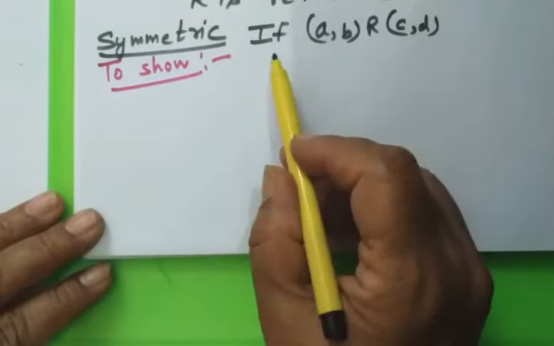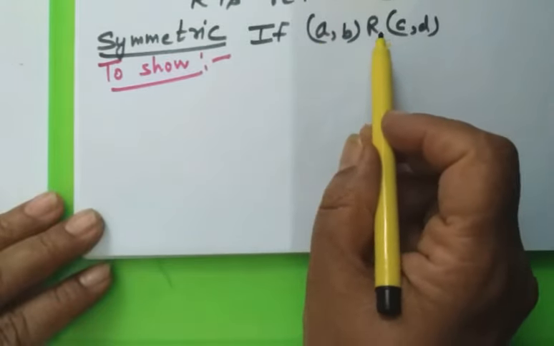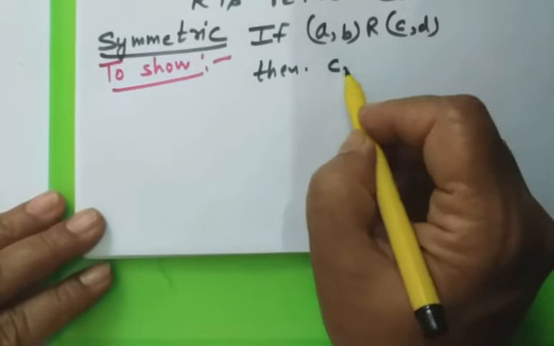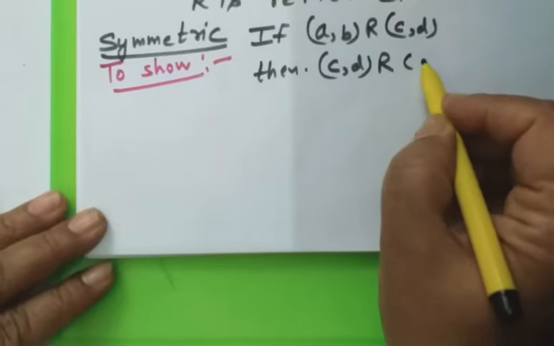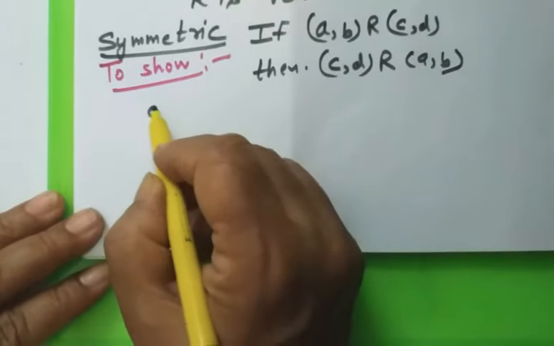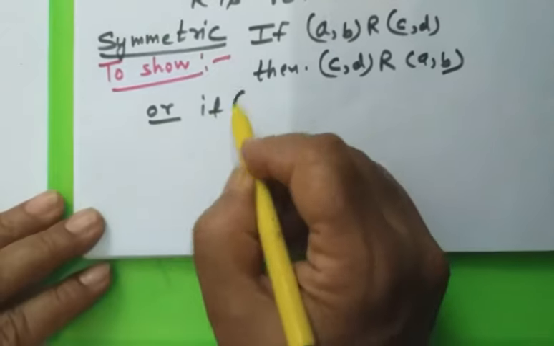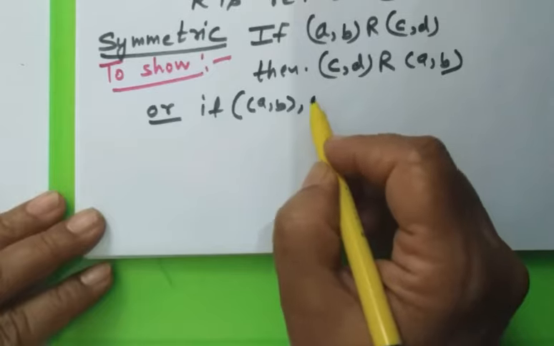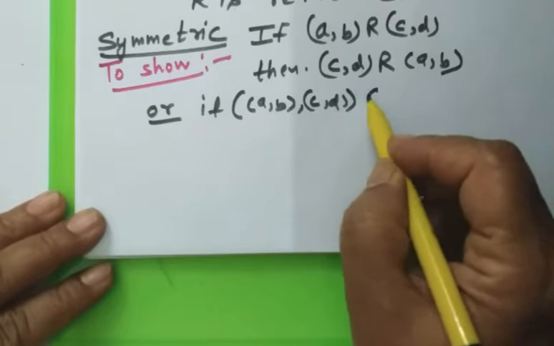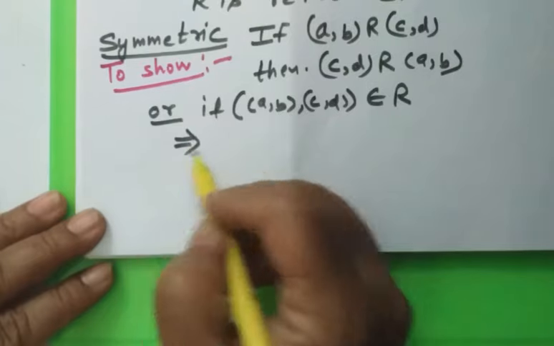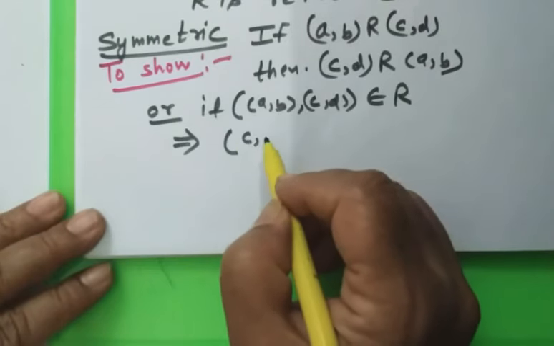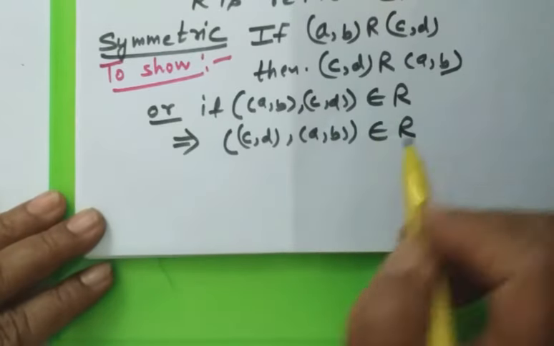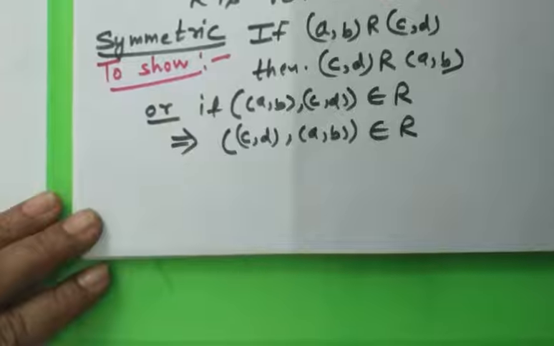For symmetry, we have to show that if the ordered pair AB is related to the ordered pair CD, then the ordered pair CD should also be related to the ordered pair AB. Or we can say that if the fourth tuple ABCD belongs to R, this implies the reversed fourth tuple CDAB also belongs to R. So let us prove it.